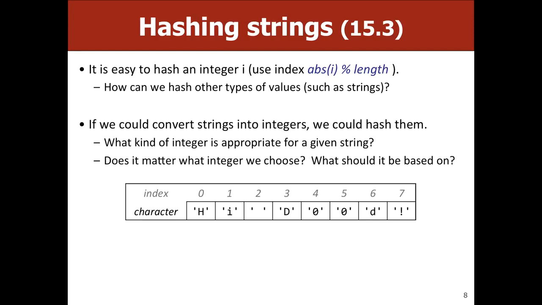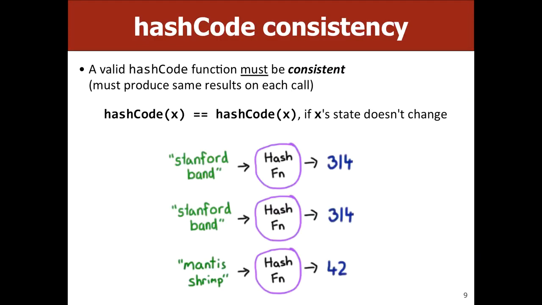Right? So now you might be saying, well, does it matter? Could I just arbitrarily choose a number? How do I find a number? Can I just say they're all 42? So let's talk about what makes a good hash function, and then we can try to think of some good hash functions for strings. So the most important property of a hash code is that it has to be consistent.